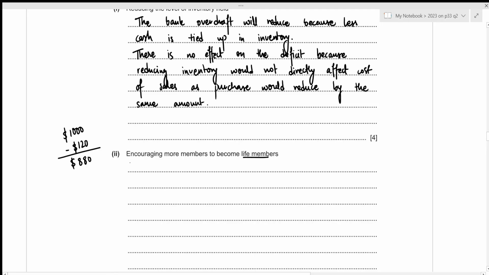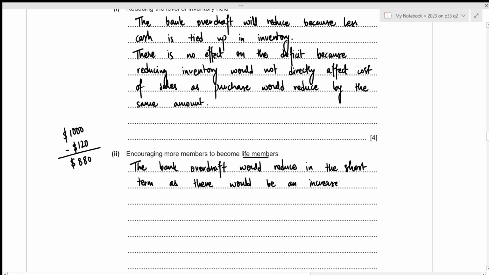Let's write it down. The bank overdraft would reduce in the short term as there would be an increased receipt of 880 per life member, but only in the first year.